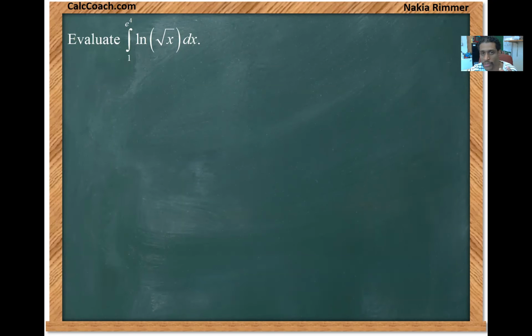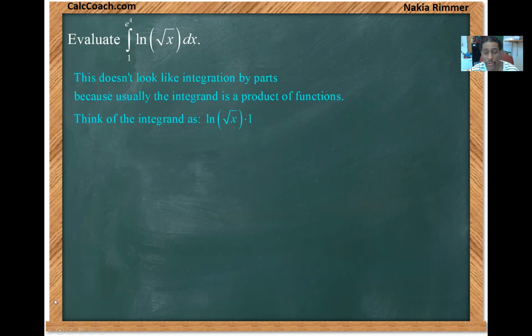Evaluate the integral from 1 to e to the 4th of the natural log of the square root of x. This doesn't look like it, but it is an integration by parts question. Usually, for integration by parts, we have two functions multiplied by each other, and that's not the case here. But you can insert a 1 as the second function and have that.